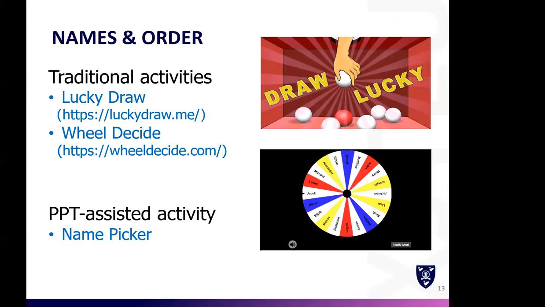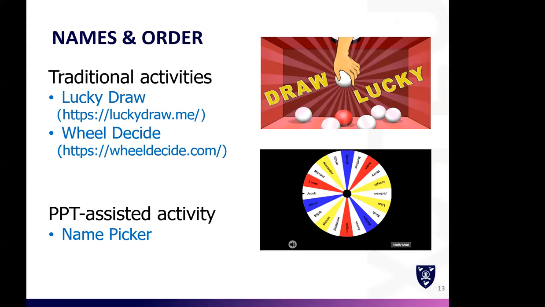All right, let's look at another area, names and order. In class, we often need to select the students to answer questions, and sometimes we need to decide the order of giving group presentations. The easiest way is to call students' names or group numbers directly. But if you want to make this more exciting, you can probably try these ideas.